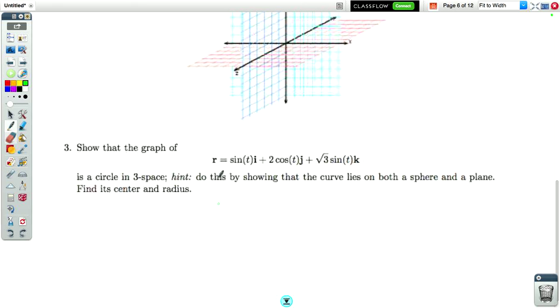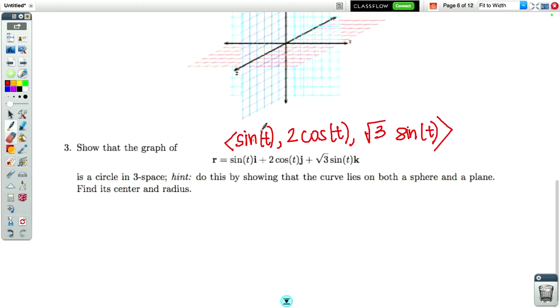And then kind of an interesting problem, number 3. So show that the graph of this vector, remember, using the i, j, and k notation is exactly the same as using these curly or pointy brackets. So I could just as well write this as sine of t, 2 cosine of t, and then square root of 3 sine of t in that third component. So I just wrote it with i, j, k instead, but this is just a 3-component vector. Your job on this third problem is to show that this is a circle in 3 space. It is a circle, it's not a sphere, but it's a circle in 3 space.